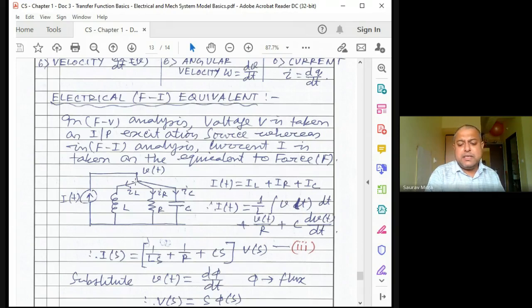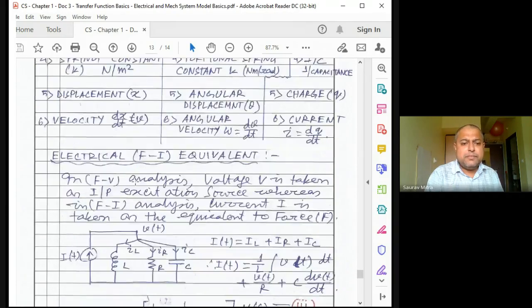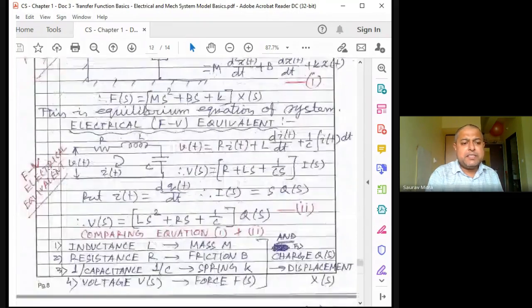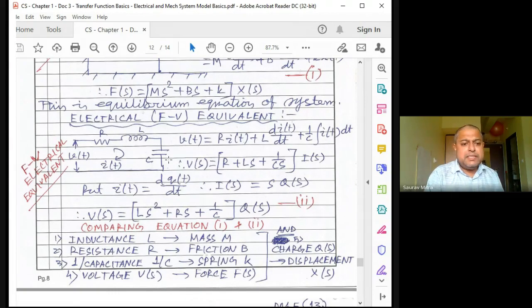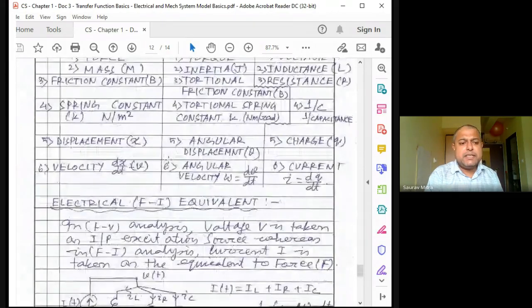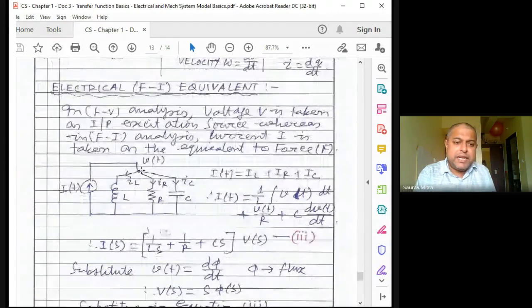In the previous case, in the electrical circuit, you could say that the supply voltage is equal to Vr plus Vl plus Vc. That is nothing but Kirchhoff's voltage law. Now in this case, the F-I analogy, whatever current I am giving, at this node, you can give it any name, is equal to IL plus IR plus IC. So the total current is equal to inductive current plus resistive current plus capacitive current.